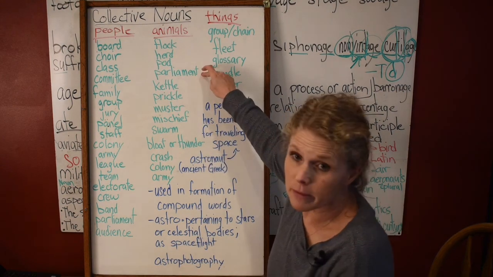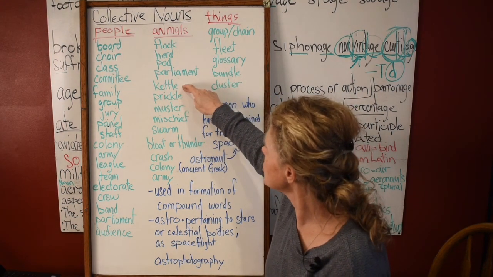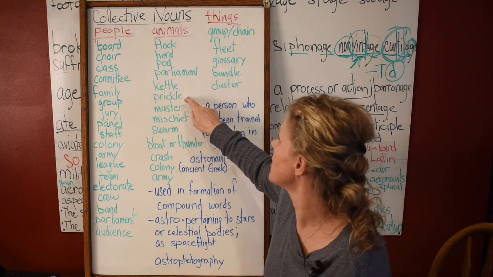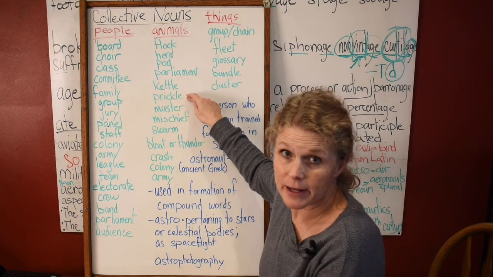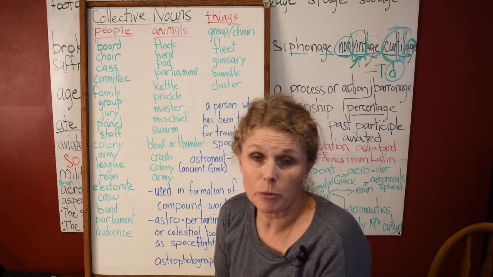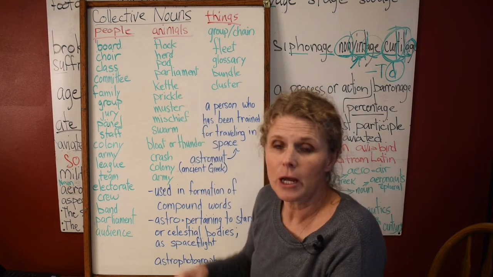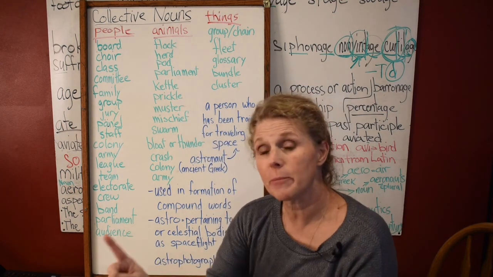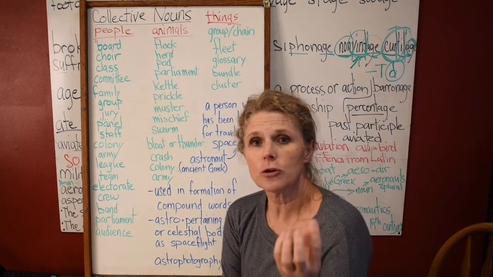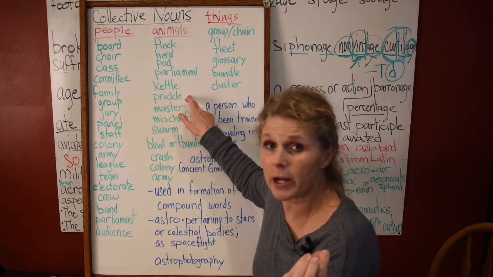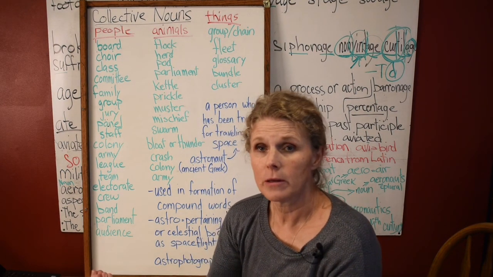So we have a parliament, like a parliament of owls. Kettle, prickle. I thought this one was fun. This is a prickle of porcupines. So that's another example where we have prickle. See how prickle is singular, and then you have "of porcupines." Porcupines is plural, but you have to match prickle with a singular verb.